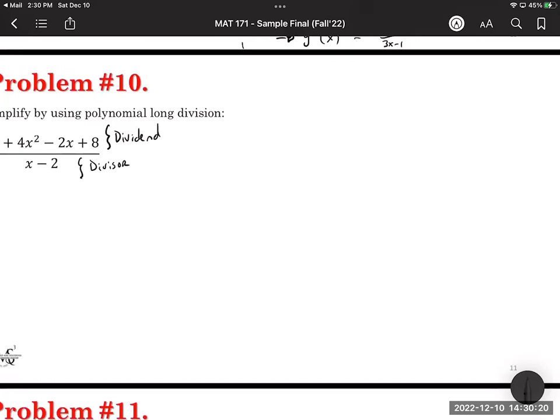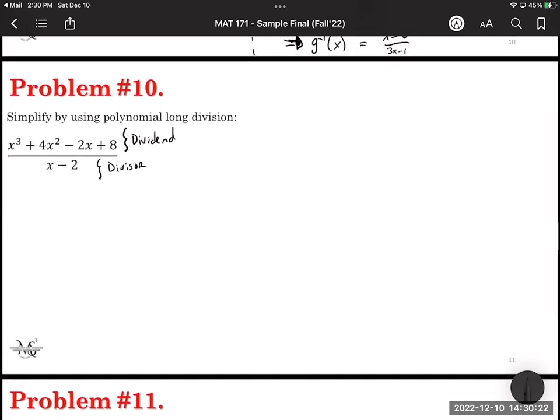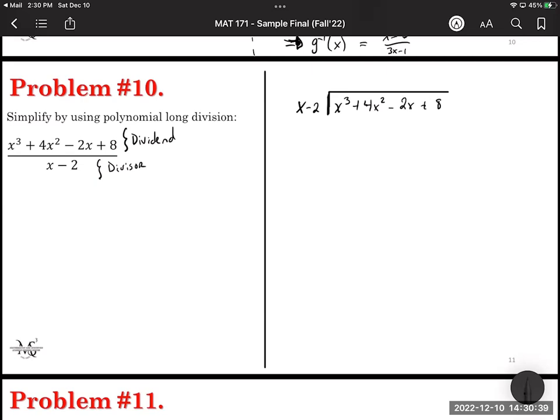So what we have is the following. I'll do it on the side here. We have x minus 2, and that's outside of the division bar. Inside of it, you have x to the third plus 4x squared minus 2x plus 8. I'm going to do the scrap work on the side. I'll call this scrap.